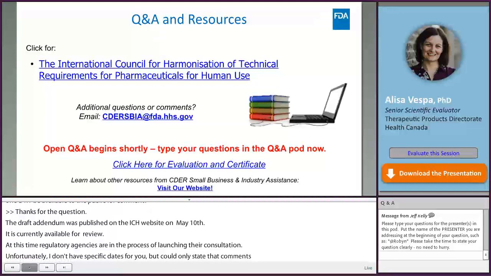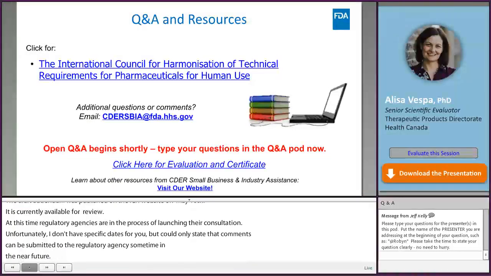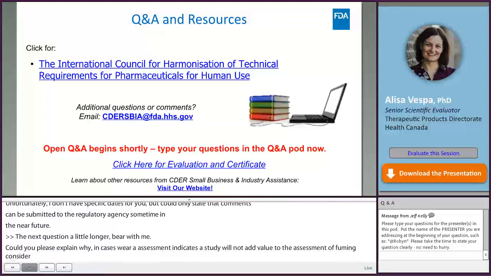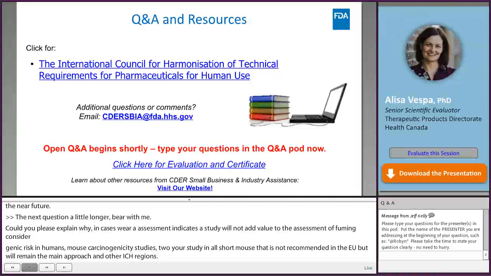Next question for you, Dr. Vesper, is a little bit longer, so bear with me. Could you please explain why, in cases where a WOE assessment indicates that a 2-year rat study will not add value to the assessment of human carcinogenic risk in humans, mouse carcinogenicity studies, the 2-year study and/or short-term transgenic mouse study are not recommended in the EU, but will remain the main approach in other ICH regions? Isn't the purpose of ICH guidelines to present harmonized testing requirements that are accepted across all ICH regions with a view to avoiding unnecessary testing?